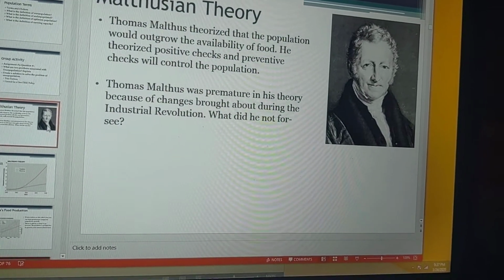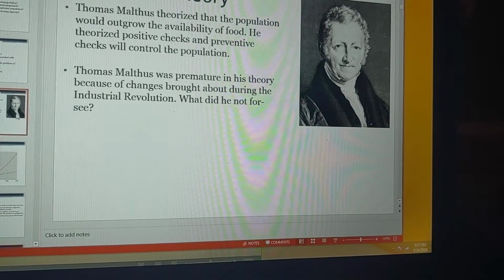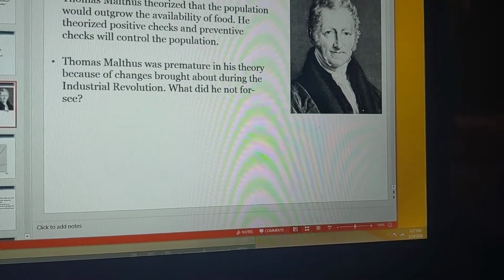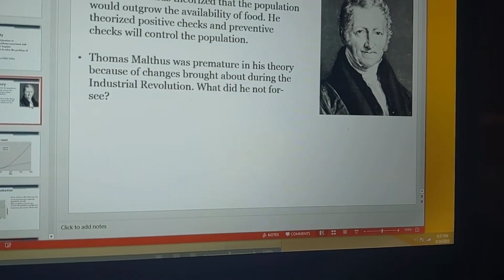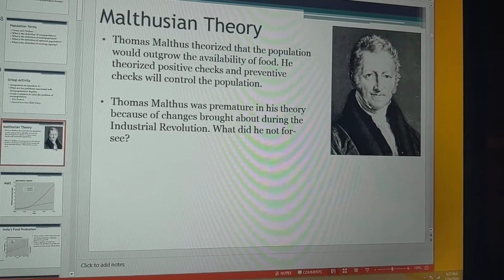He would also say people need to bear children at a later age. He would also say, just not having children at all. That'd be a preventative check.